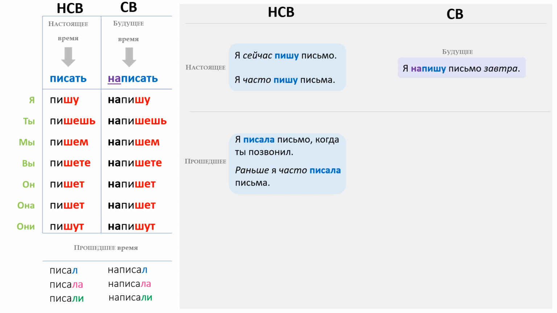Now, let's take a look at the SV past tense form. Я написала, I wrote, or I have written, or I had written. Я уже написала письмо, когда ты позвонил. I had already written the letter when you called. The letter was already completed at the moment of the call. There was a result.